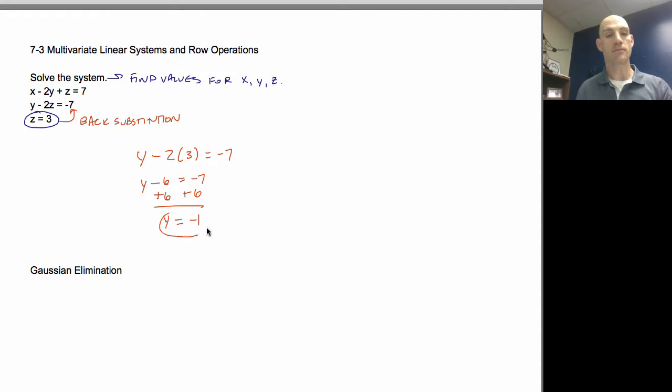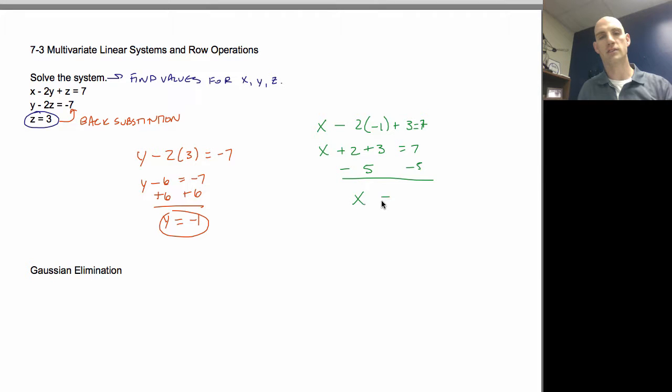So now I'm going to use back substitution again to back substitute both of those into the first one. And so I'm going to take x minus 2 times negative 1 plus 3 equals 7. So x plus 2 plus 3 equals 7. So I'll subtract 5 from this side. And I've got x is equal to 2.